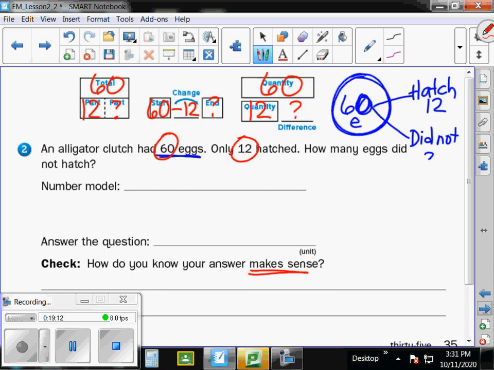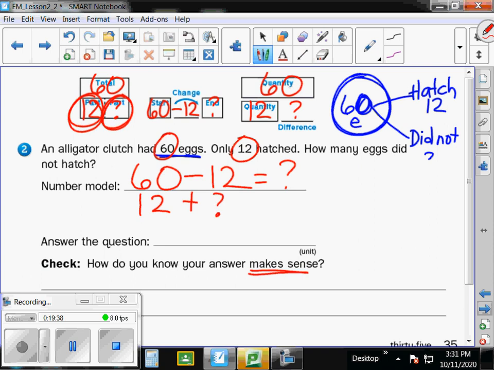Okay? So my number model is going to be 60 minus the 12 eggs that hatched equals question mark. Okay? You could have written another number model, thinking of fact families. You could have said, well, 12, the ones that hatched, plus the ones that didn't, I don't know how many that is yet, so I'm just going to say question mark, equals 60. If I take the ones that hatched and the ones that didn't and add them together, I'll get my total. Both of these number models will work for this problem.